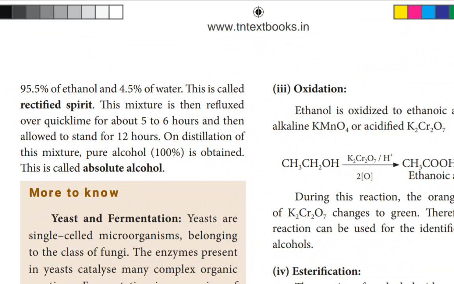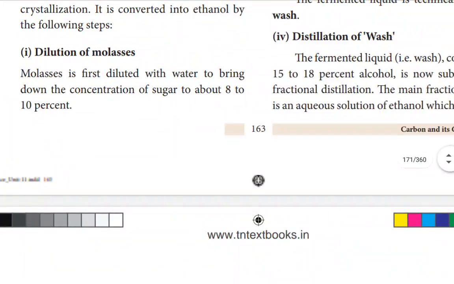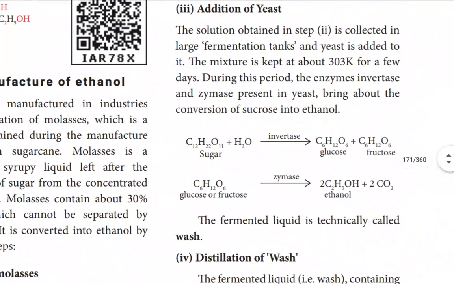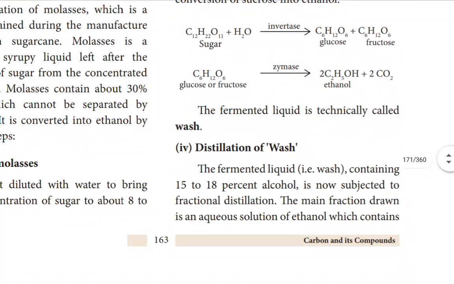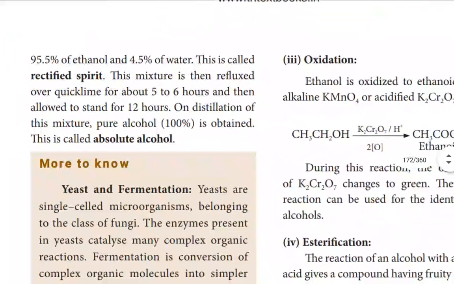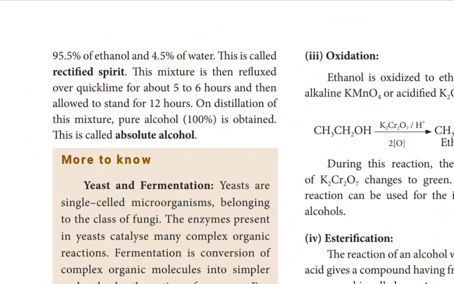Rectified spirit means 95.5% of ethanol and 4.5% of water. So in the third stage, in the fermentation stage, we get wash that contains only a less concentrated alcohol, 15 to 18%, and fractional distillation gives rectified spirit which contains 95.5% ethanol, 4.5% water. Then still it is not absolute alcohol, it is not 100% alcohol.